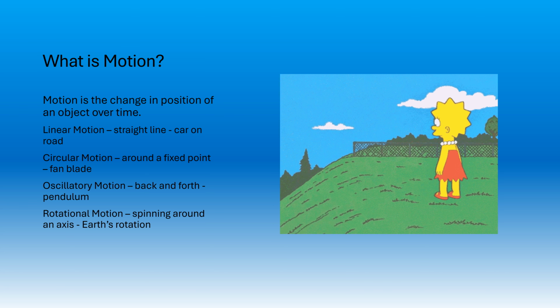So, motion is the change in position of an object over time. Everything around us is in motion, from the smallest particles to the largest planets. Whether it's the earth spinning or a car driving down the road, motion is happening everywhere. Now, there are four types of motion, and each one describes how an object moves in space.